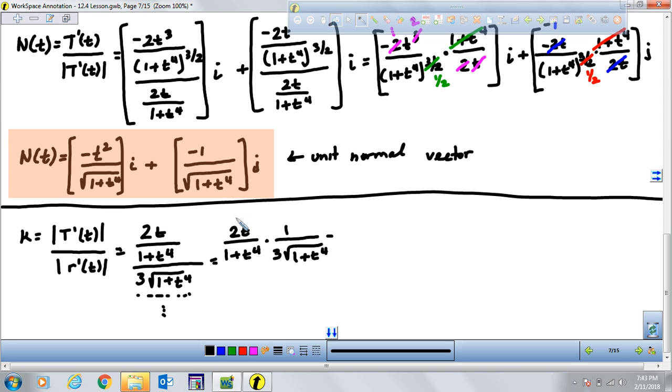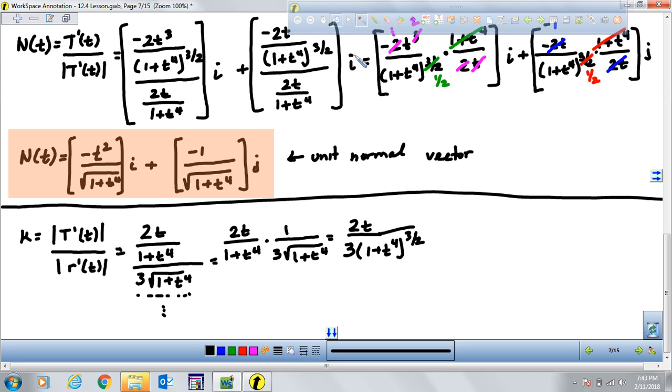And 2t times 1 is going to be 2t over, then it's going to be 3, and when I multiply the 1 plus t to the fourth times the square root of 1 plus t to the fourth, this is 1 plus t to the fourth raised to the 1/2 times the 1 plus t to the fourth raised to the first power. 1 plus the 1/2, it would be 3/2. So that will give us a 1 plus t to the 4th raised to the 3/2.